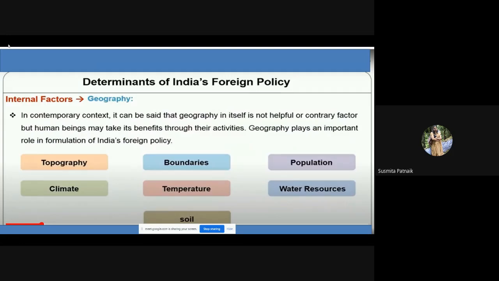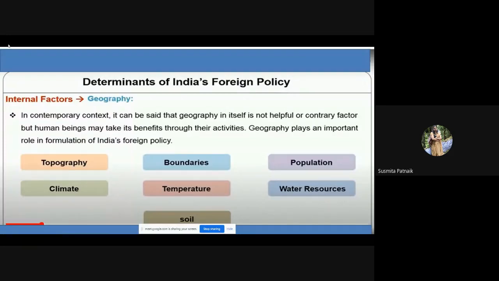If we take into account the internal factors, there are lots of them. The most important internal factor is geography. What do you mean by geography? Geography means the topography of a country, the climate, the boundary, the temperatures, the soil, the population, and the water resources of a country.